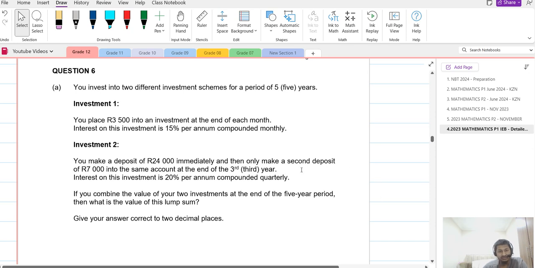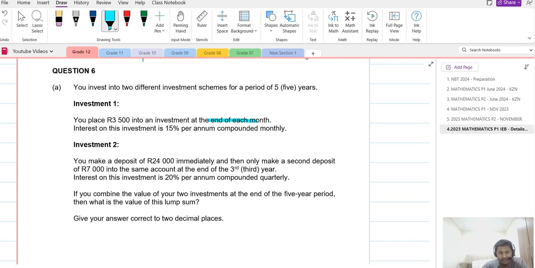You invest in two different investment schemes for a period of 5 years. You place 3,500 into an investment at the end of each month. Interest on this investment is 15% per annum compounded monthly at the end of each month. So this is an annuity, a future value annuity.